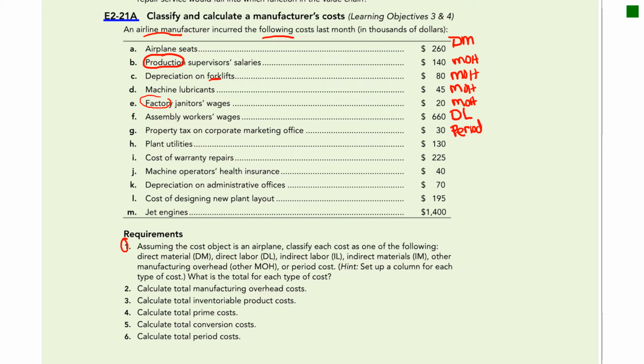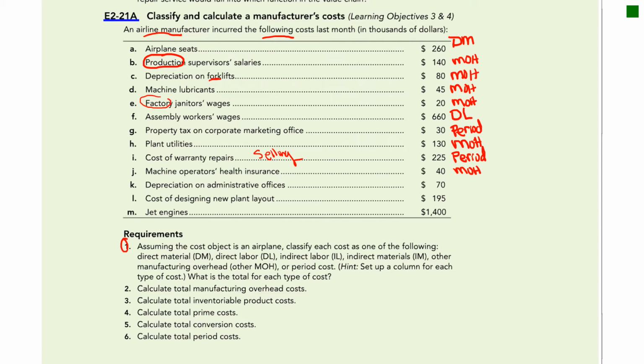Letter H, plant, which is the same as factory. Utilities, that's the production part of it, so that's going to be manufacturing overhead. Letter I, cost of warranty repairs. So that 225, that could be a tricky one, but typically that's for the selling aspect of a product. Because that's most likely part of the selling, we're going to put that under a period cost. Letter J, machine operator's health insurance is the machine operator who's in the factory. So that's going to be manufacturing overhead. So that's where that 40 bucks is going to go.